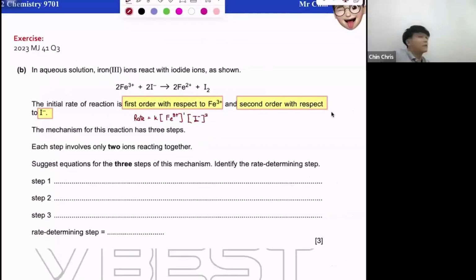Alright, guys, next. Mechanism, 3-step. Highlight the word. Involve only two ions reacting together. Okay, so just now I trained you guys for 2 modules. Right now, 2 ions. Guys, think about it. First thing is, they mentioned 2 ions, right?